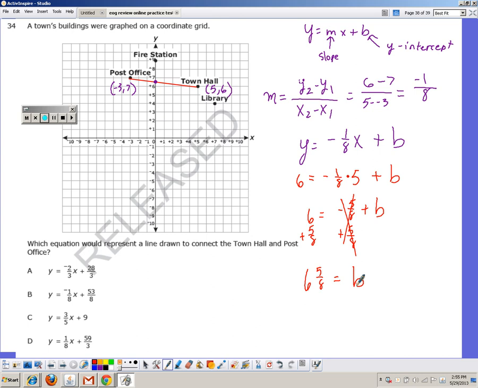As you can see, the answer choices are improper fractions, so we need to turn this into an improper fraction. We're going to do 6 times 8, which is 48, plus 5. 48 plus 5 is 53. So we have 53 over 8 equals b. So our final equation is y equals our slope, -1/8x, plus 53 over 8. And that answer is B.